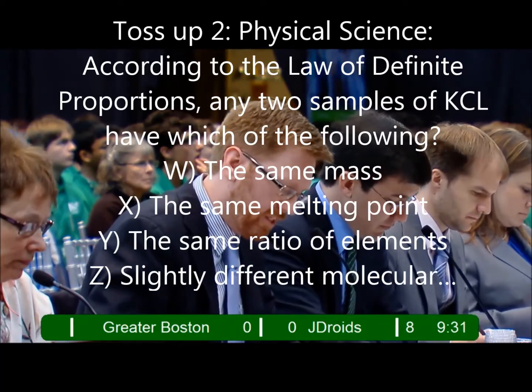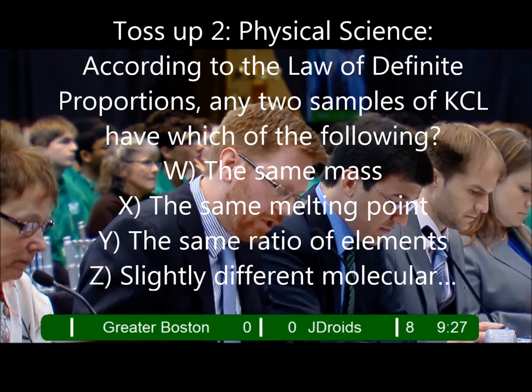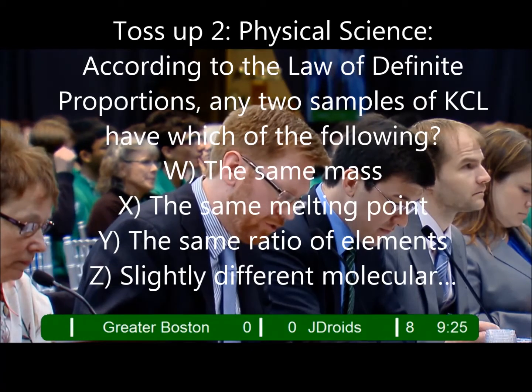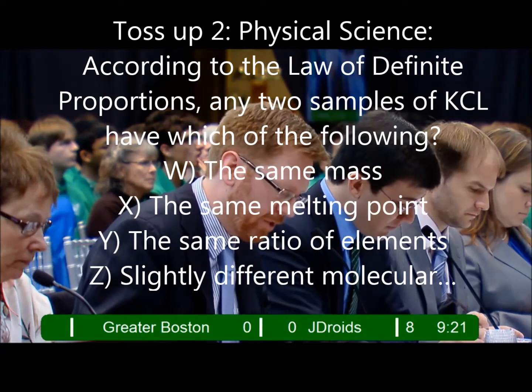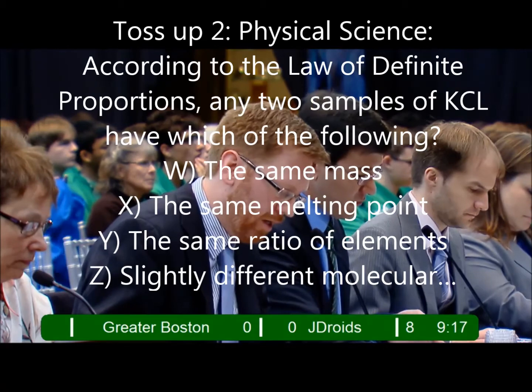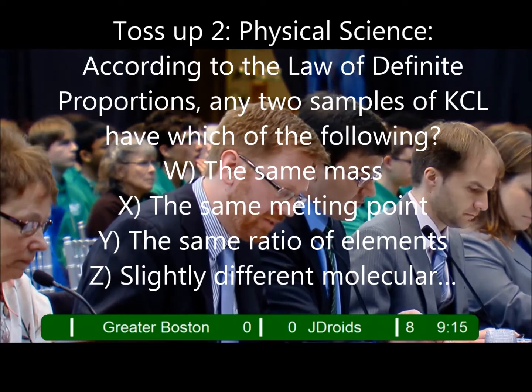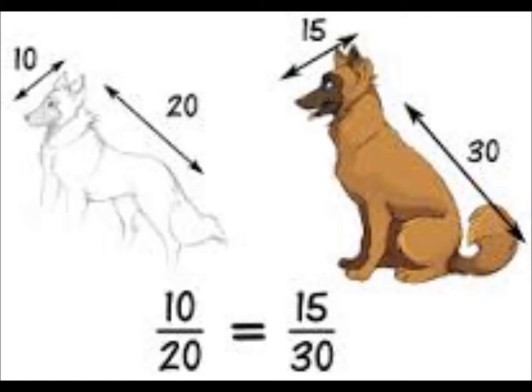Toss-up 2 for both teams. Physical science, multiple choice. According to the law of definite proportions, any two samples of KCl have which of the following? W, the same mass, X, the same melting point, Y, the same ratio of elements, Z, slightly different molecular... Interrupt. For this question, one simply needs to know similes of proportion, or if you're really advanced, you can memorize the law of definite proportions.